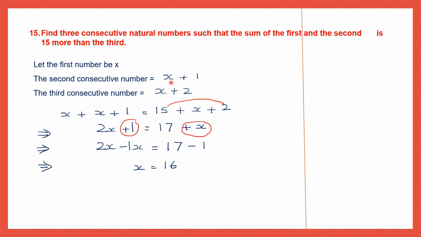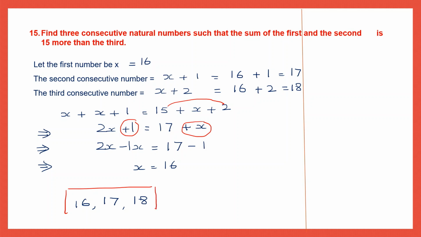The second number will be x plus 1, that is 16 plus 1. So the first number is 16. The second number is 16 plus 1, which is 17. The next number is 16 plus 2, because it's x plus 2, which is 18. So what is our answer? The three consecutive natural numbers are 16, 17 and 18. So this is our answer. The three consecutive natural numbers.